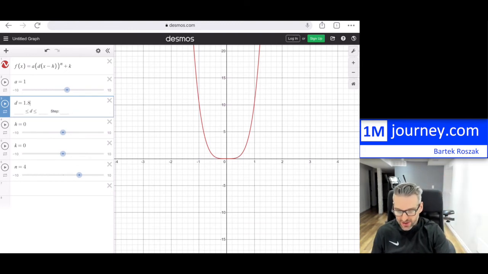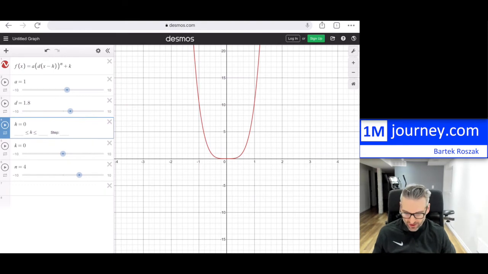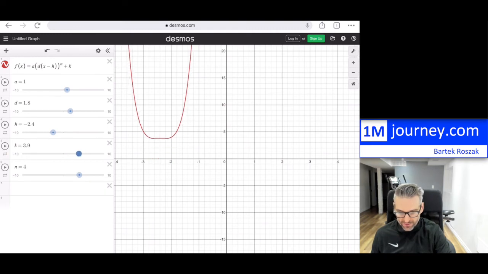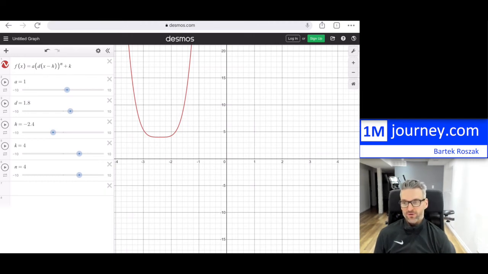All right, and then h, the same thing. So it's going to move right or left, depending. Here you go, moving right. Here you go, moving left. Here, moving up and moving down. All right, and that is true for any power function.